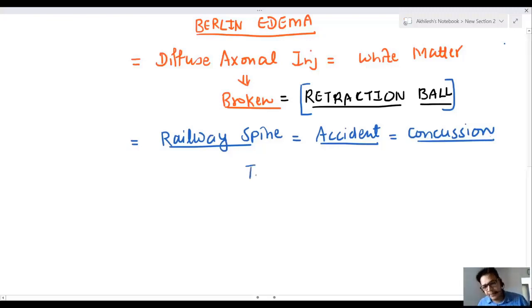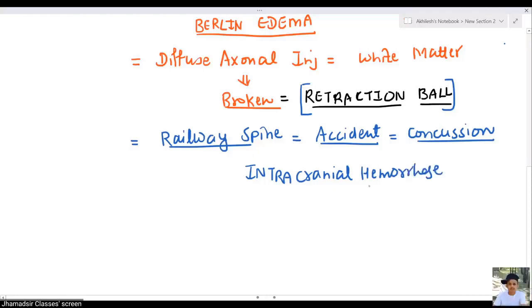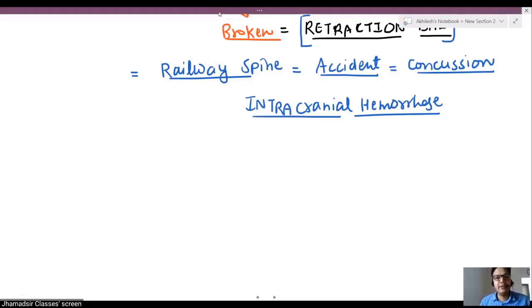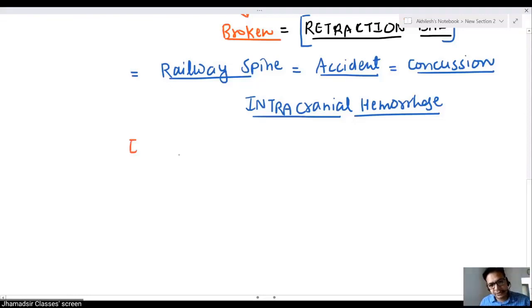Now I'm coming to a very important regional injury, intracranial hemorrhage. What are the possibilities? These are known as intracranial hemorrhage. Sir, these are three meninges: dura, arachnoid, pia. This is epidural, this is subdural, this is subarachnoid, and this is cerebrum.